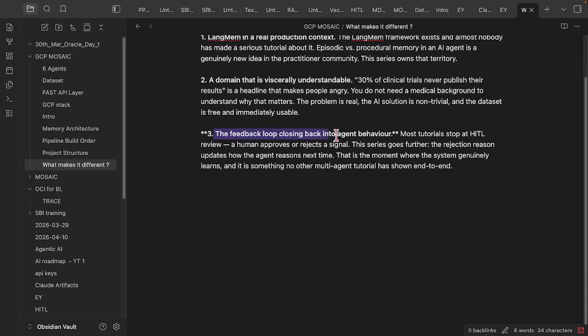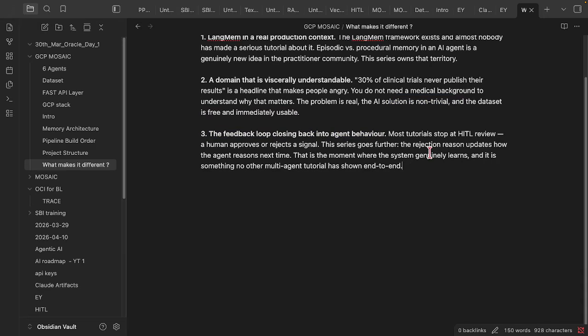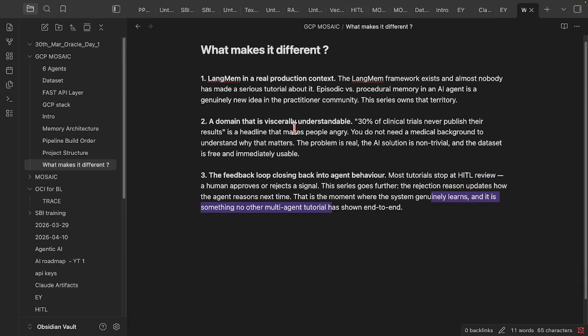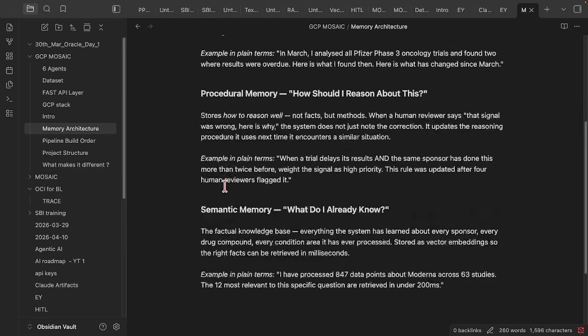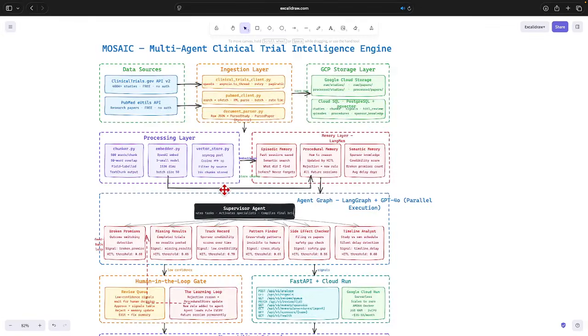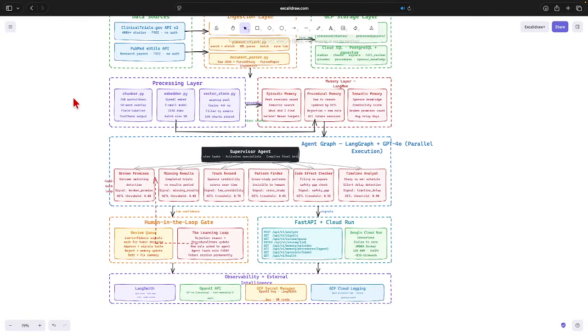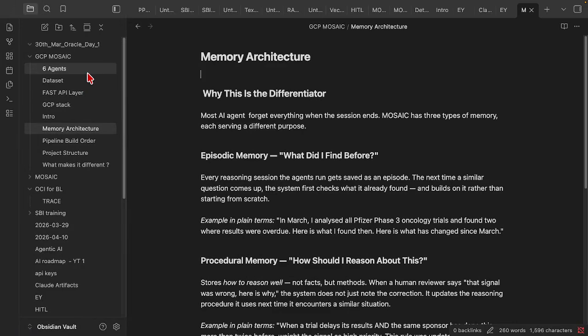And the feedback loop closes back into the agent behavior, which means a human approves or rejects a signal. Now the rejection reason updates how the agent reasons the next time, which is very cool. That is the moment where the system genuinely learns, and it is something no other multi-agent tutorials show. So this is roughly, in my understanding, what makes it different. Roughly, this is the diagram that we are going to follow.